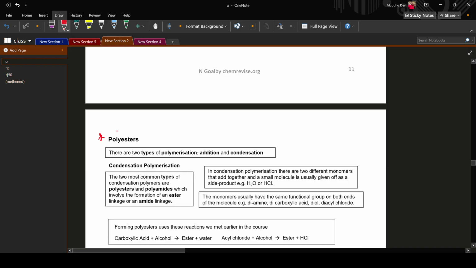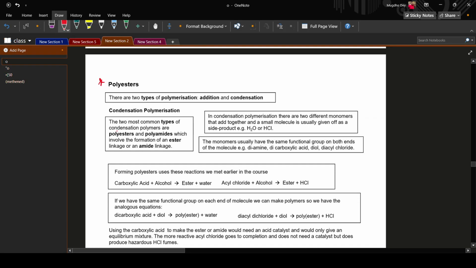Anyways, let's start from where we have left. Polyesters. Now, if I talk about polyesters, there are two types of polymerization. We have addition and we have condensation reaction. If I talk about condensation polymerization, the two most common types of condensation polymers are what? We have to remember that, which is polyesters and polyamides, which involve the formation of an ester or an amide linkage. You can ignore the linkage part, it's just that an ester is produced.